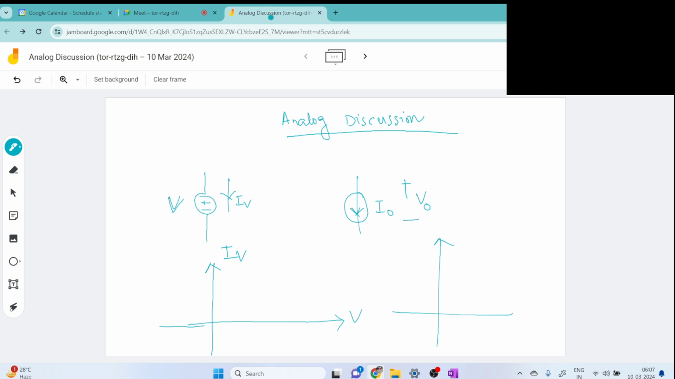For an ideal voltage source, the voltage source tries to maintain the same voltage across it. The current may be anything, but the voltage remains constant at V. Let's say this is VL. So the waveform, the characteristics, will look like this.